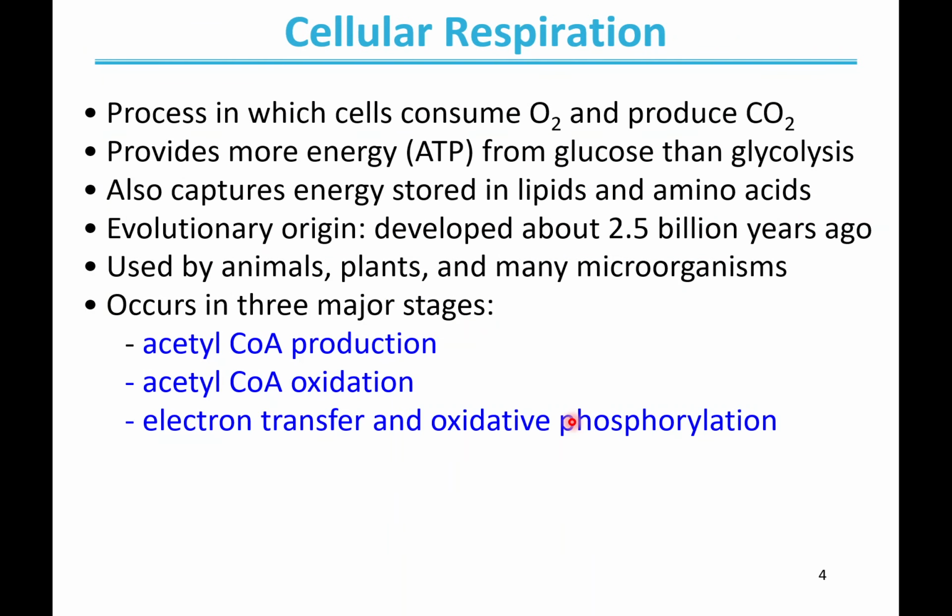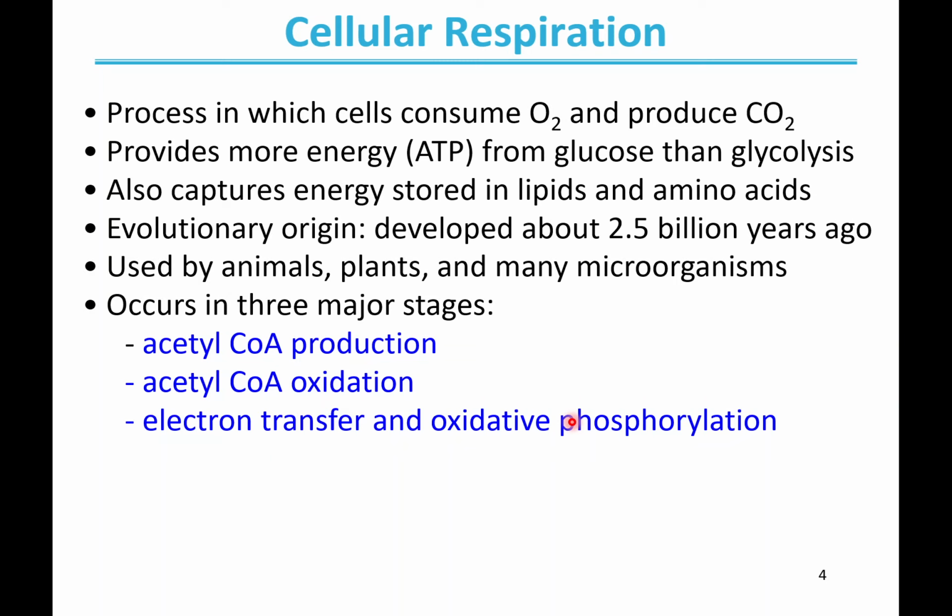And how you get that out is through cellular respiration. Respiration is the process in which cells consume oxygen and produce CO2. It provides much more energy in terms of ATP from glucose than does glycolysis. Glycolysis is really, if you're thinking evolutionarily, sort of the first major energy producing pathway, and it can occur with or without oxygen.